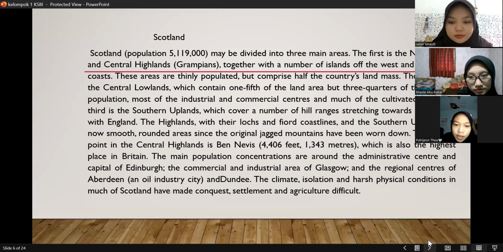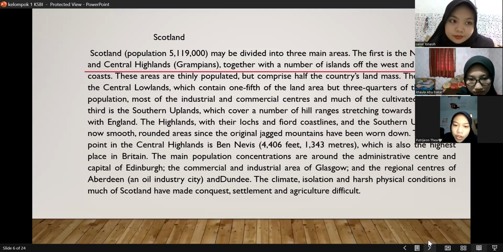The third is the southern uplands, which cover a number of hill ranges stretching toward the border with England. The highlands, with their large and broad coastline, and the southern uplands are not smooth, rounded areas since the original chain has been worn down. The highest point in the central highlands is Ben Nevis, which is also the highest place in Britain.